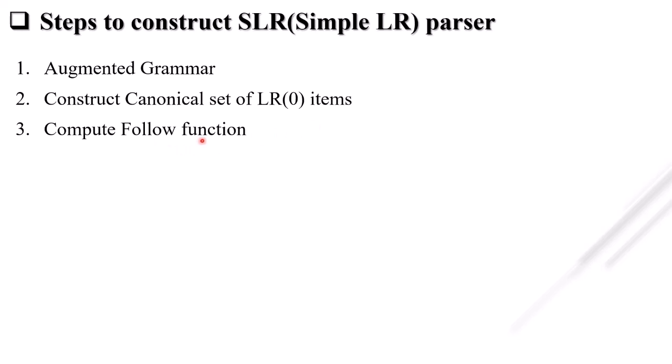So in top-down parsing, we have to remove left recursion and left factoring if there is any in the grammar. But in bottom-up parsing, in any of the methods, we don't have to remove left recursion and left factoring from a grammar. So we directly compute the follow function. And the fourth one is to construct an SLR parsing table, and then we have to parse the string.